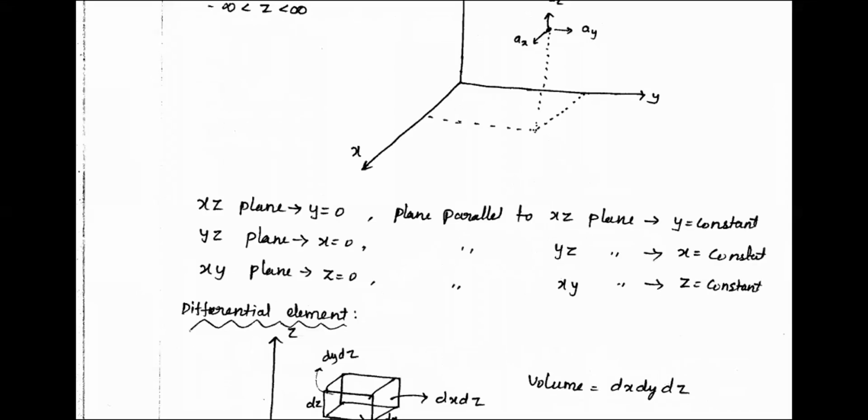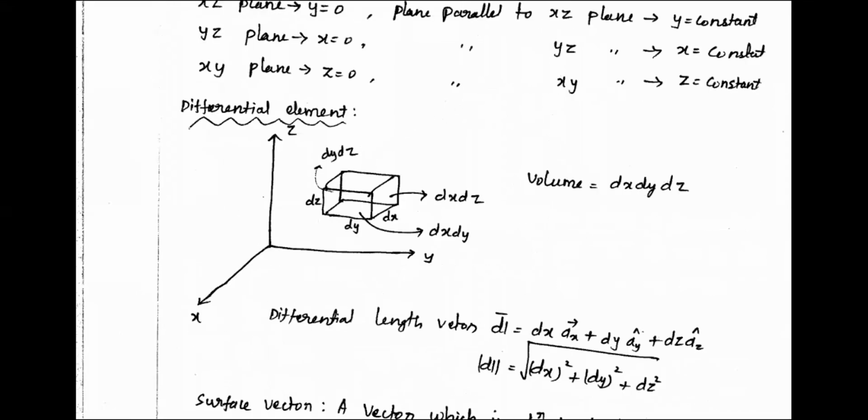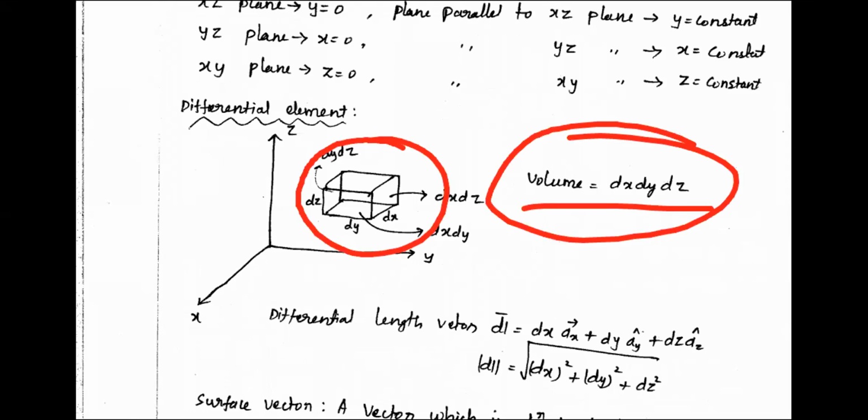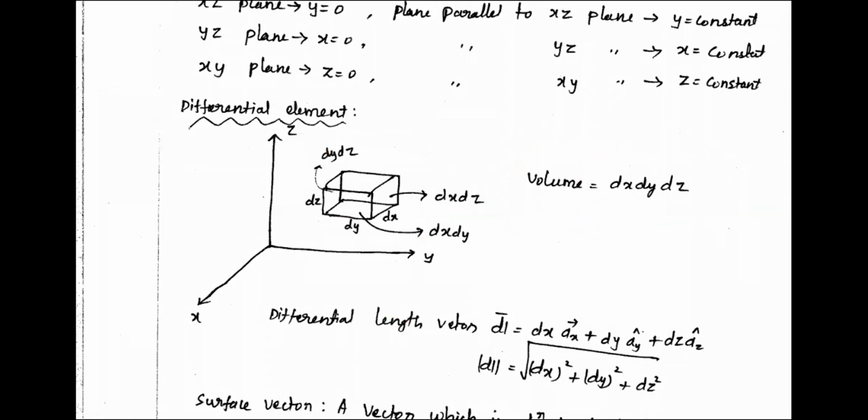To be changed, then only you will get volume. If you make changes in any two of the variables, you will get a surface. Six surfaces are possible.